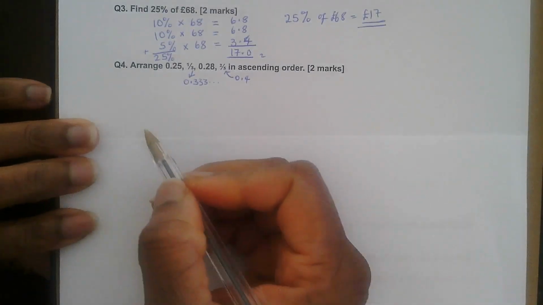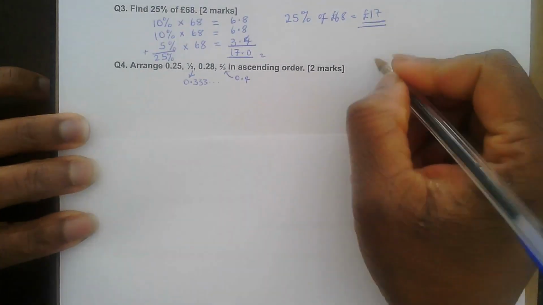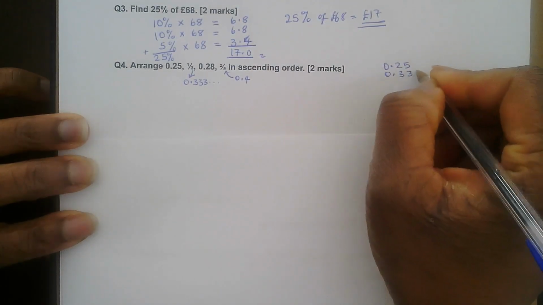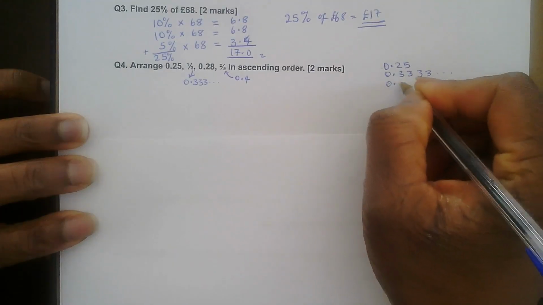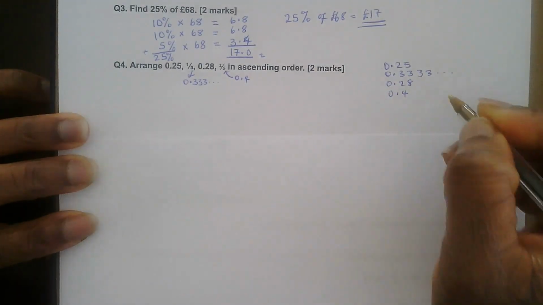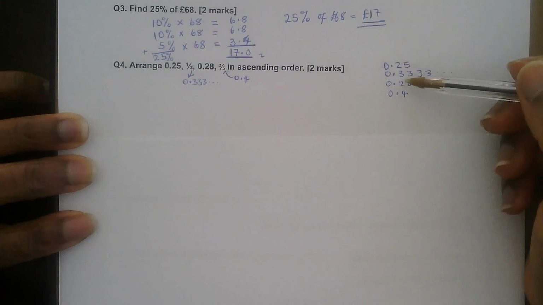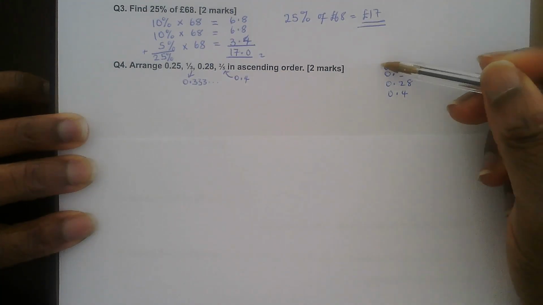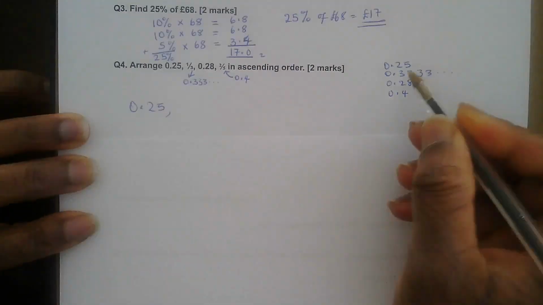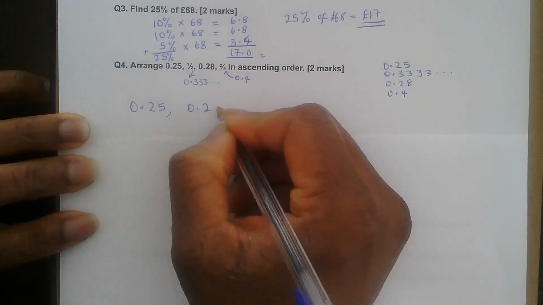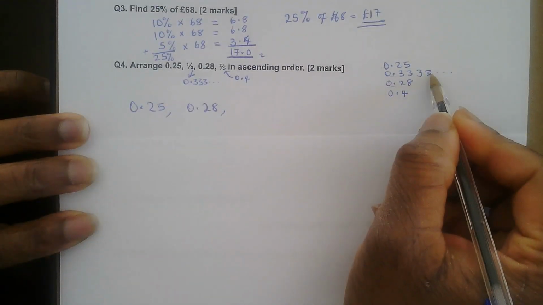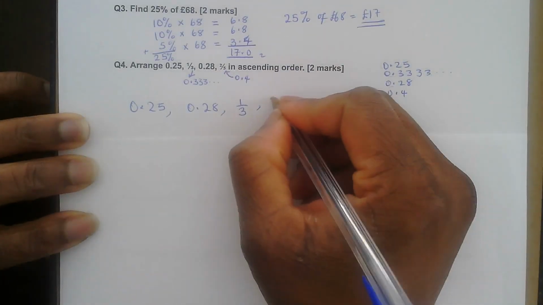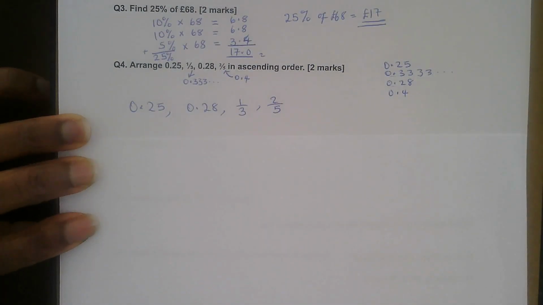Now, arranging from smallest to largest, let's put them all together: 0.25, 0.333, 0.28 and 0.4. Which of them is smaller? 0.25, 5 is smaller than 8, so this goes first. 0.25. Then you have 0.28, and then we have 0.3333, which is the same as 1/3, and 0.4, which is the same as 2 over 5. So that's how you arrange from smallest to largest.